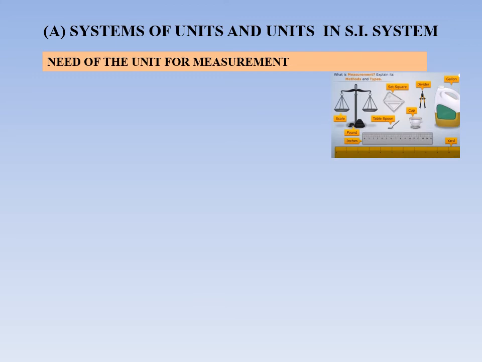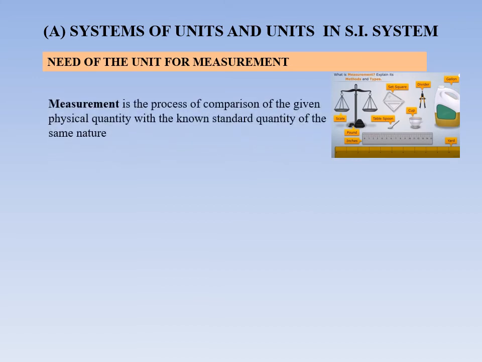That is, we find the number which expresses how many times the standard quantity is contained in the given physical quantity. Thus, measurement is the process of comparison of the given physical quantity with the known standard quantity of the same nature. The standard quantity used to measure and express the given physical quantity is called the unit. For quantities of different nature, we require different units.